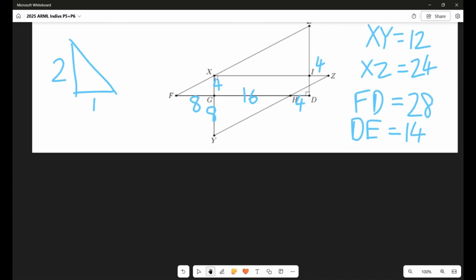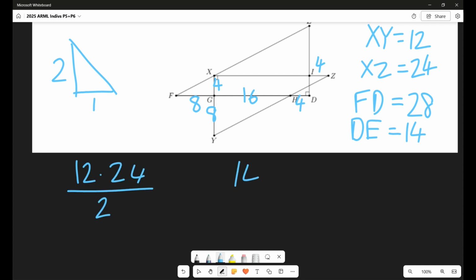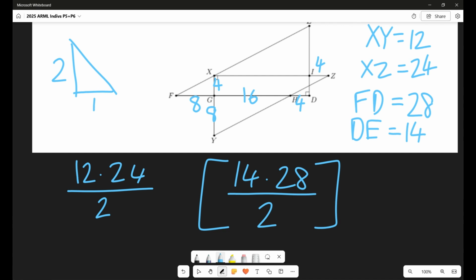At this point, we have to remember we're looking for the larger area of DEF and XYZ. So when we do that, we see that our two areas come out to 12 times 24 over 2 and 14 times 28 over 2. And clearly, the 14 times 28 over 2 is larger, and it comes out to 196. And that's our answer. On to the next problem.